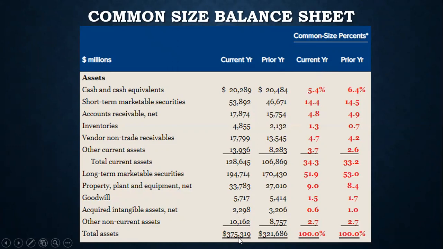Each one of these numbers divided by the total assets, that gives us our percentages here. We can do the same thing for the prior year. Cash divided by total assets, 6.4.